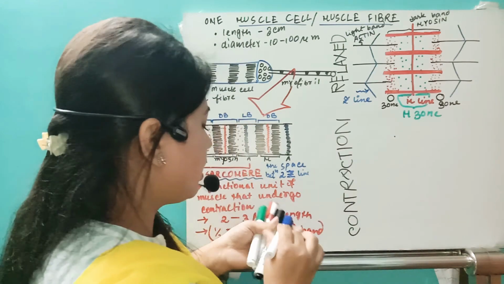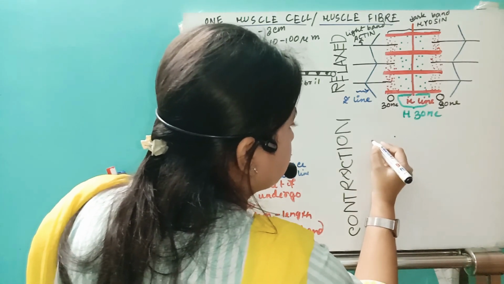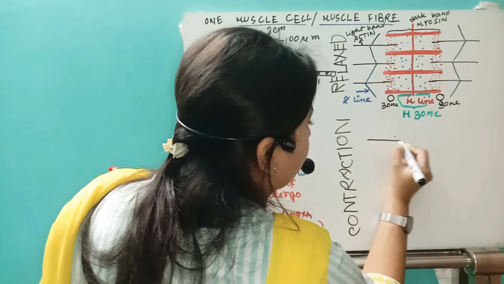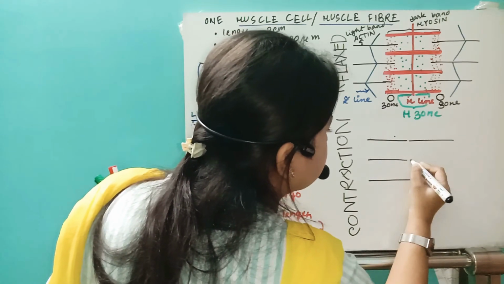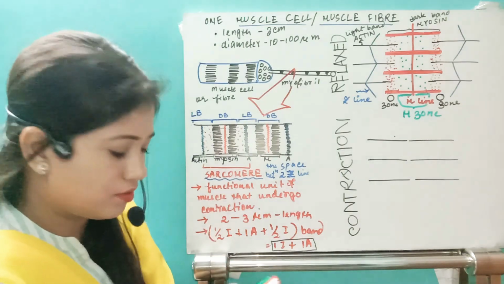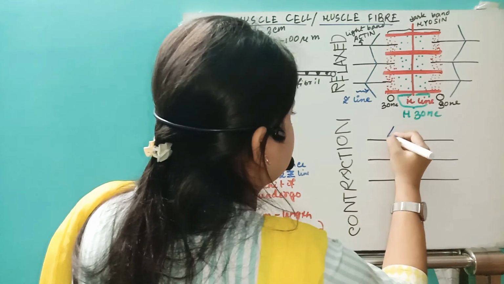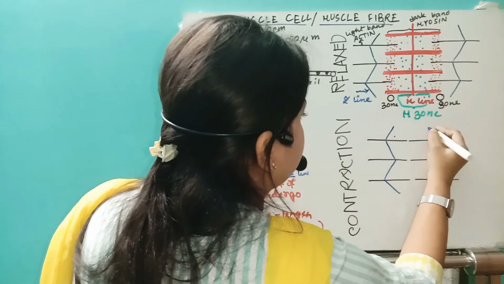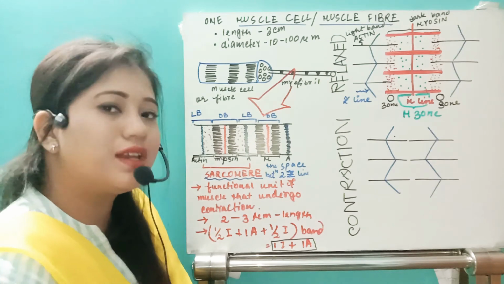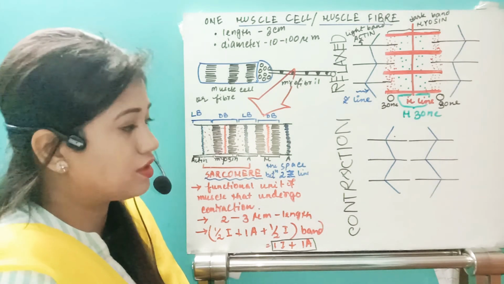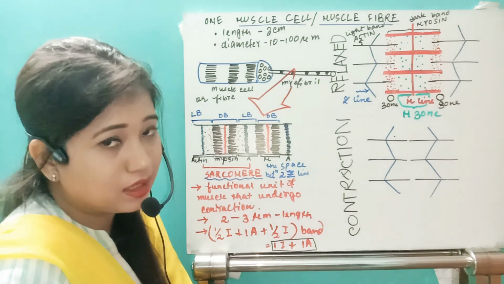Just see how these Z lines are coming closer, because the actins are coming closer. The actin will not decrease its length. Actin will just come much closer towards the M line, right? Why is this happening? Because the Z lines are contracting. So whenever the Z lines are contracting, which zone will disappear and which zone will become maximum? You have to tell me which zone is going to decrease.